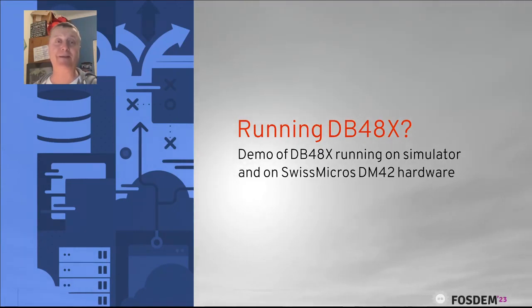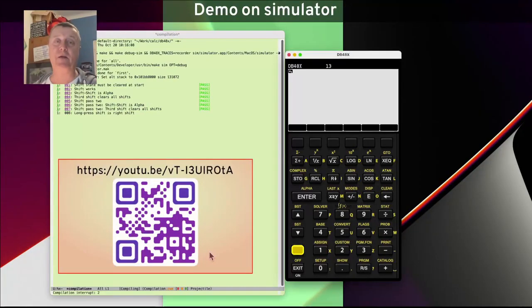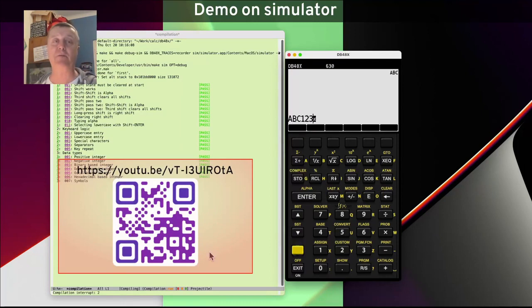So let's start by running DB48X. I'm going to give two demos, one running on simulator and the second one on Swiss Micro's DM42 hardware. The demo on simulator can be found online. You can scan this QR code to see the details of the demo. The point here is that we have a development environment that simulates at least the user space portion of the application software and will let us perform a variety of online tests automatically that are difficult to do on the physical calculator.